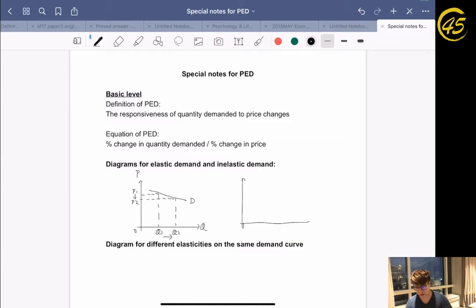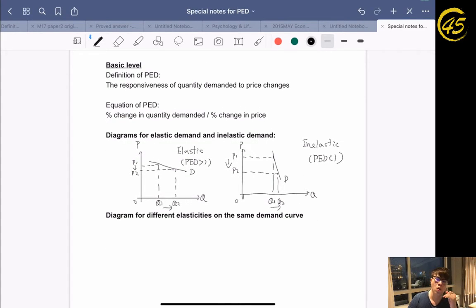And then an inelastic demand curve will be steeper. So as you can see, when the price drops by a lot from P1 to P2, this time the quantity just rises a bit. So here you can see that the left hand side one shows the elastic demand curve, which means that PED is greater than 1, and the right hand side shows an inelastic demand curve, and the PED is less than 1.